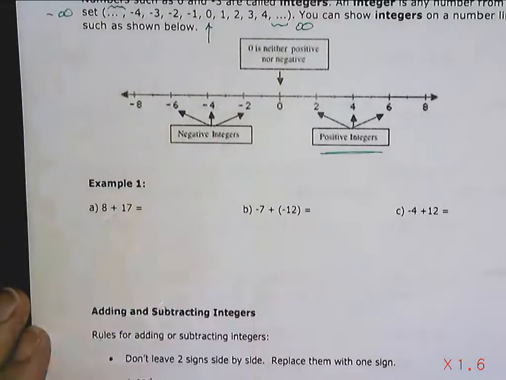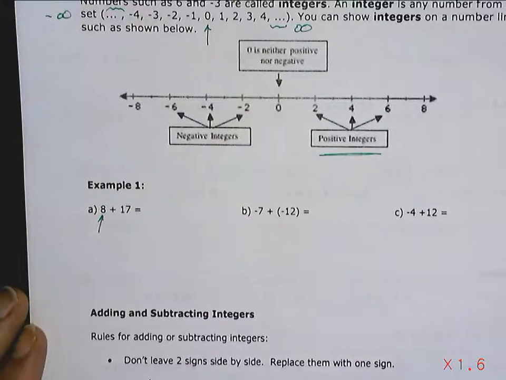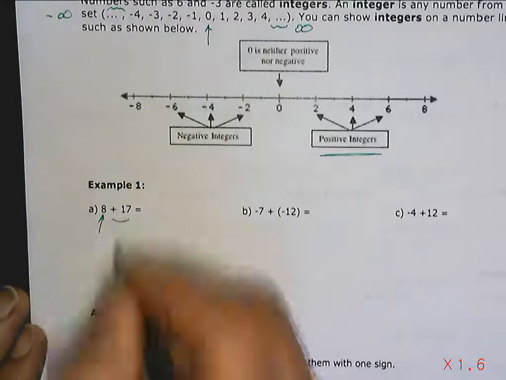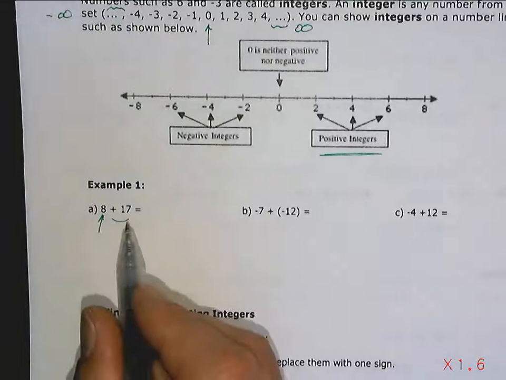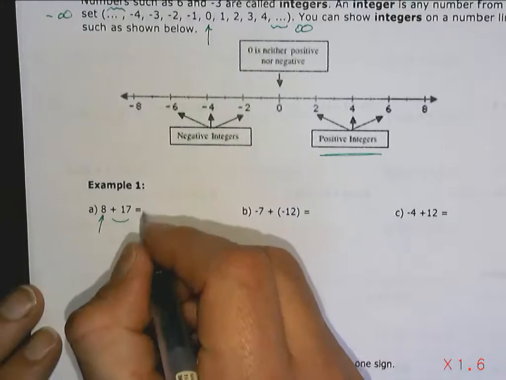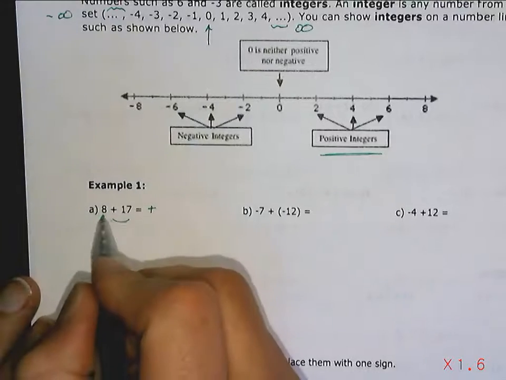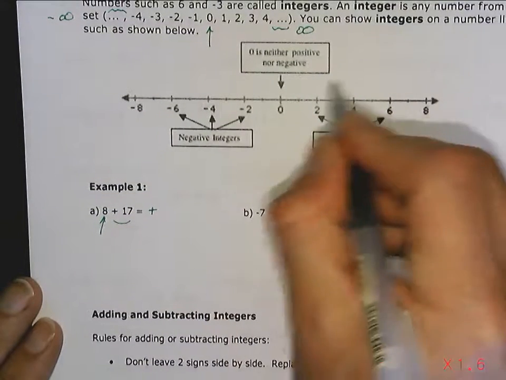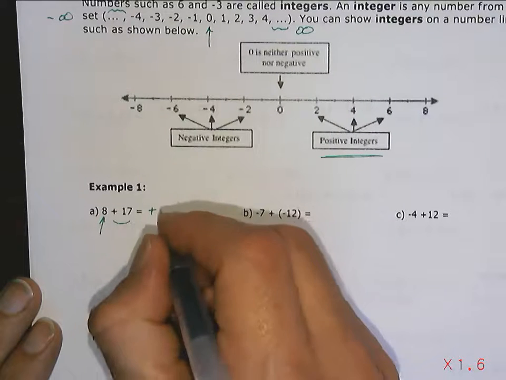Example 1, 8 plus 17. So you're going to start at positive 8, and you're going to add 17 more, positive. So if I start with positive and I add more positive, my answer must be positive. There's no other way around it. And it's going to be starting at 8 and going 17 more spaces this way. It's going to be 25.